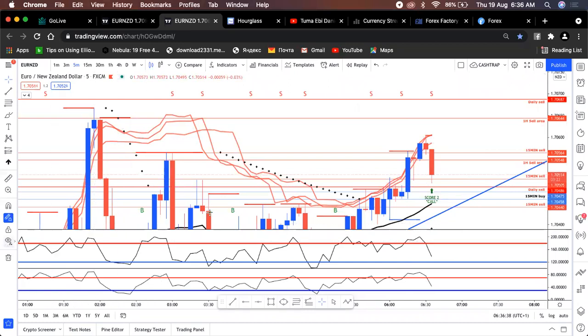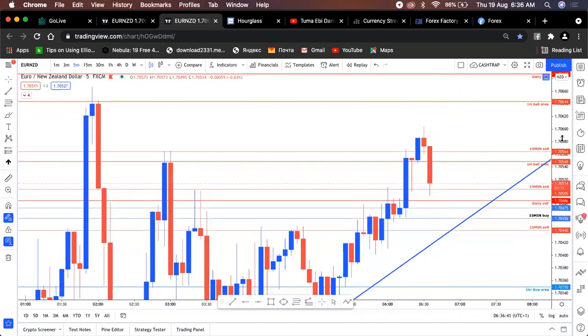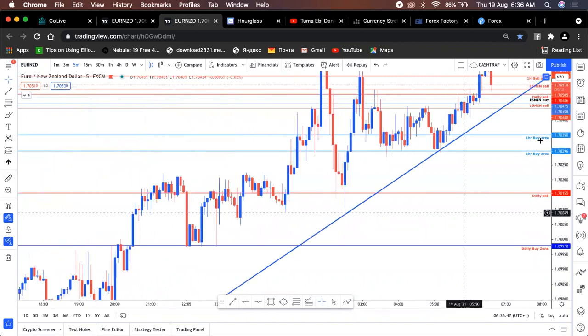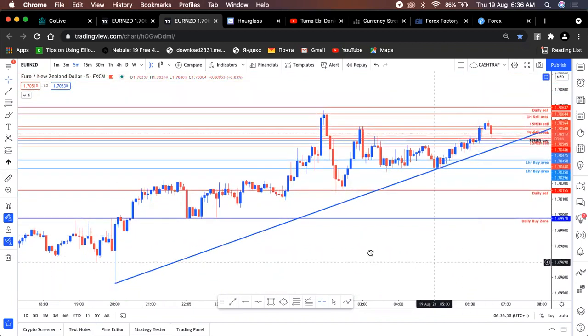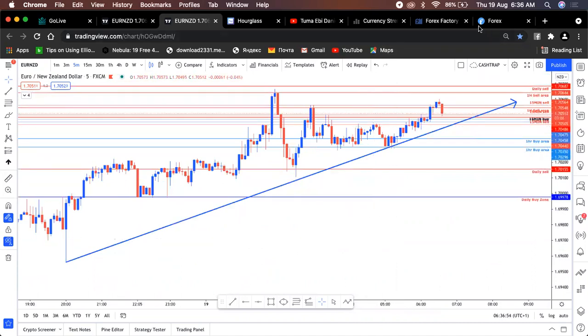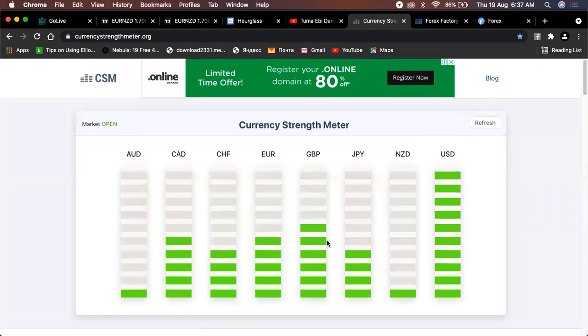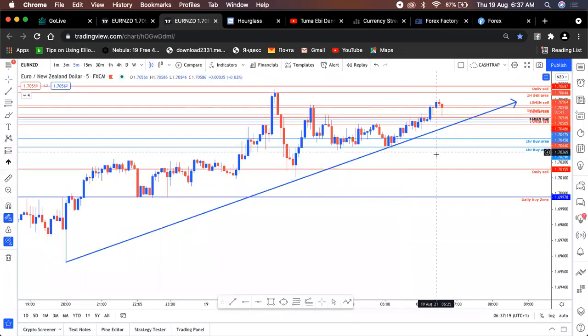Okay, this is against the trend. The trend is an uptrend, as you can see, right? The currency strength meter says euro is stronger than what? The NZD. Euro is stronger than NZD, so it's still a buy trade, right? Good. So everything confirms it's an uptrend. So the trend is up.